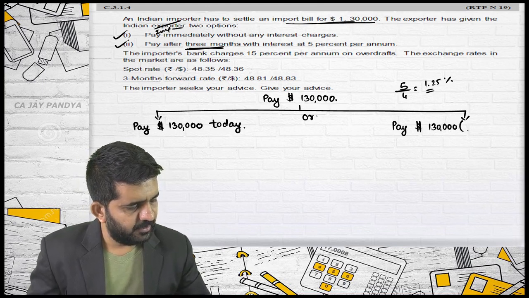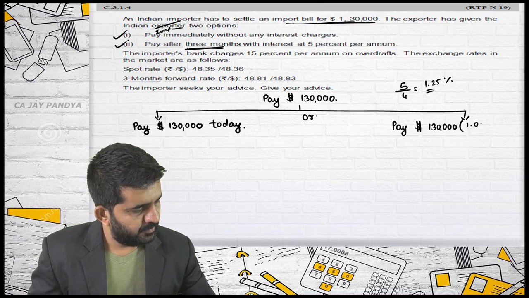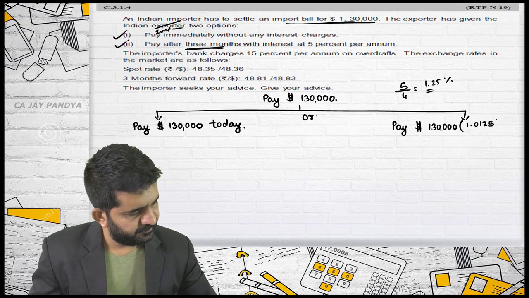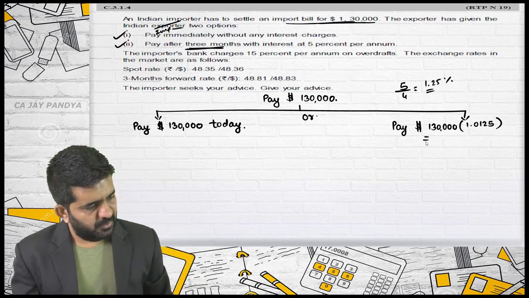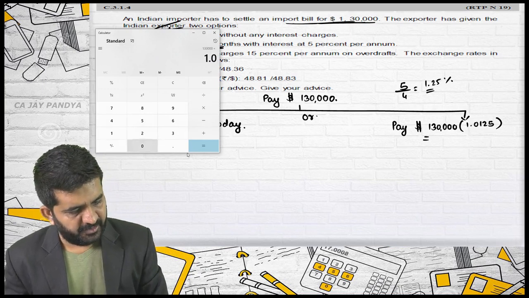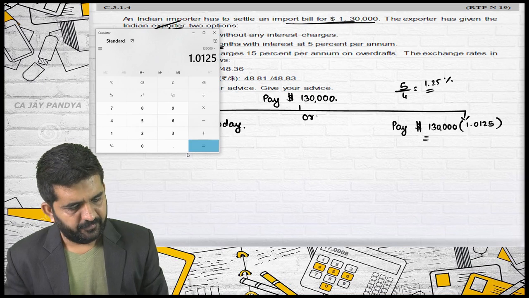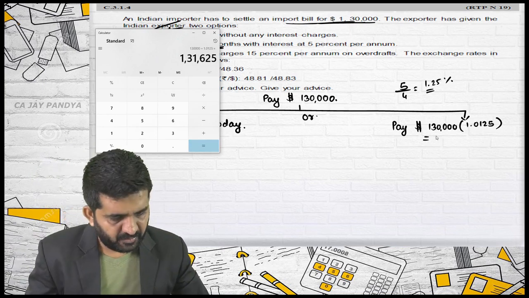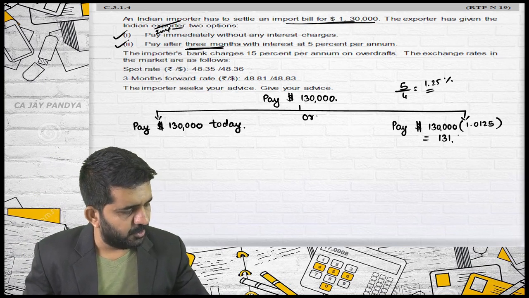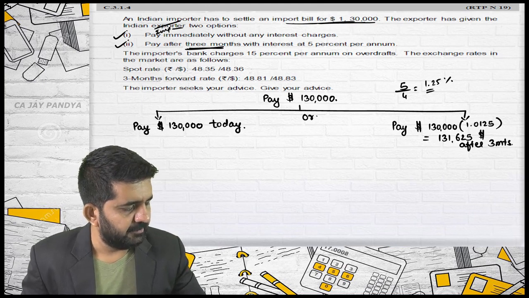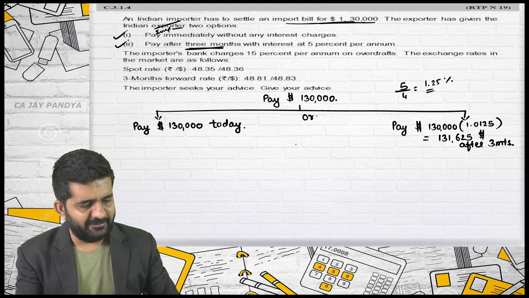So what you will end up paying is $1,30,000 plus 1.25%. It is 1,30,000 multiplied by 1.0125. It is 1,31,625. But this you need to pay after 3 months. You don't need to pay 2 times. This is the option.